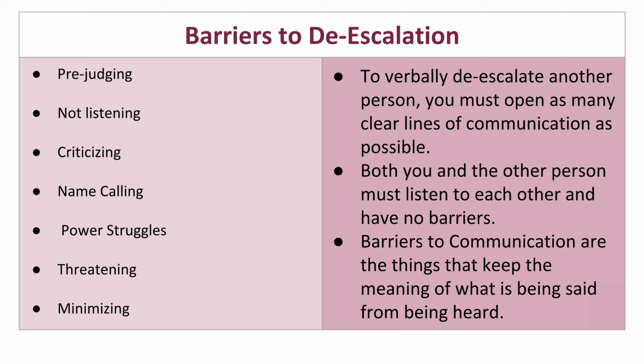There are barriers to de-escalation that could cause students to become even more agitated, which of course escalates the behavior to a peak moment. Prejudging, not listening, criticizing, name-calling, power struggles, threatening, or minimizing the student's concerns can all be barriers to de-escalation, so we want to avoid these sorts of behaviors at all costs. We want to open as many lines of communication as possible, be able to listen to each other to move to the recovery phase.